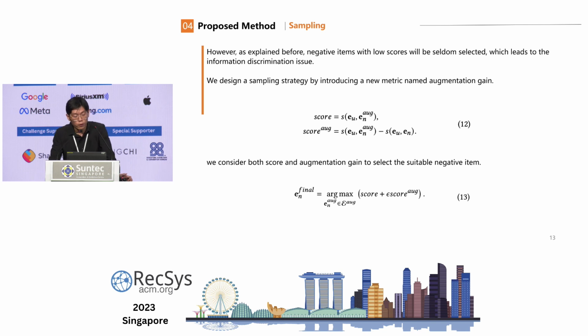However, as explained before, negative items with low scores will be seldom selected, which leads to the information discrimination problem. We design a sampling strategy by introducing a new metric named augmentation gain. The augmentation gain is calculated by the score difference before and after augmentation. We consider both the score and the augmentation gain to select the suitable negative item by equation 30.